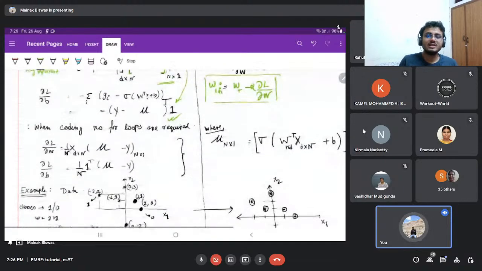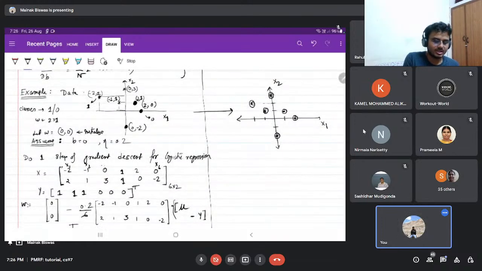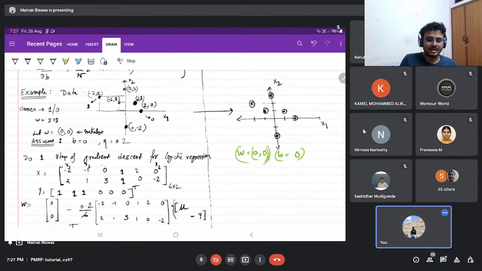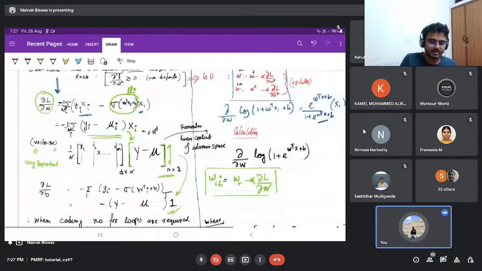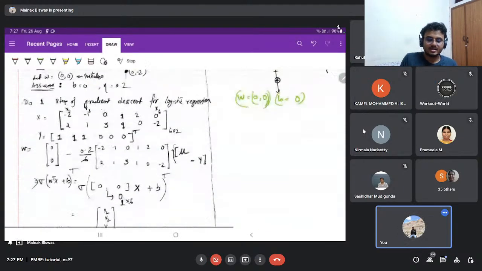So I'll do an example here and then you can proceed. Think of these 6 points on this plane. You are told to learn a linear classifier to fit these points. Let us initialize w to be 0, 0 and b to be 0. We will be using these equations that we derived just now, 1 and 2, to update w and b.